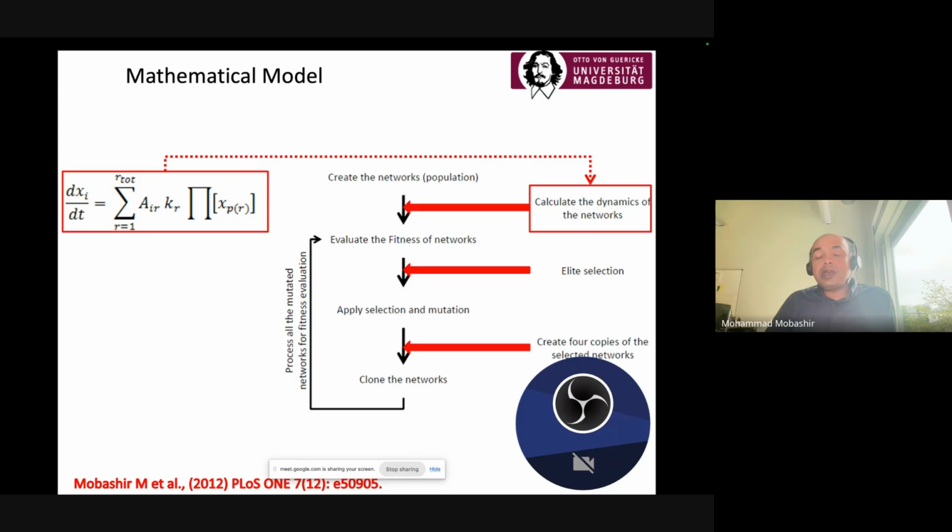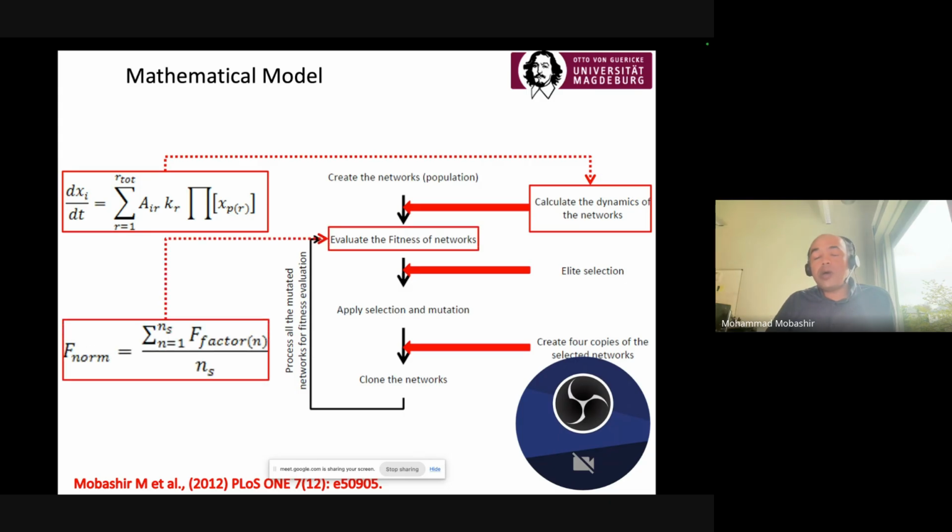So mutation could be in rate of reaction, concentration, or addition or removal of the existing nodes, or addition of new nodes. Then create the new copies of the selected networks, in order to maintain the total number of networks equal to the population of the network which we created before we start the simulation. And this is what we are repeating again and again for 200 times or 300 times. Each repetition is called a generation. This work has been published in PLOS One in 2012.